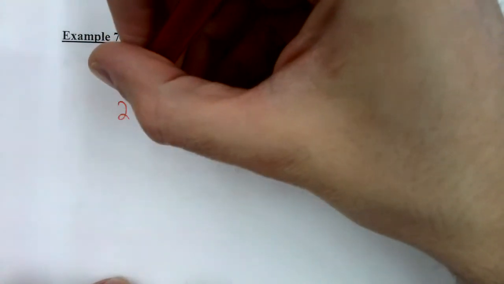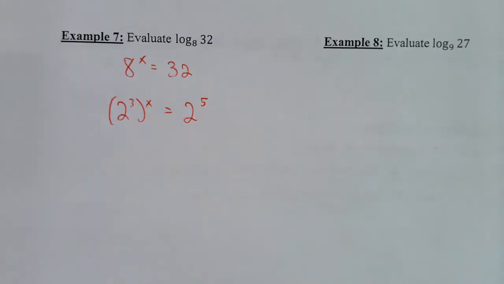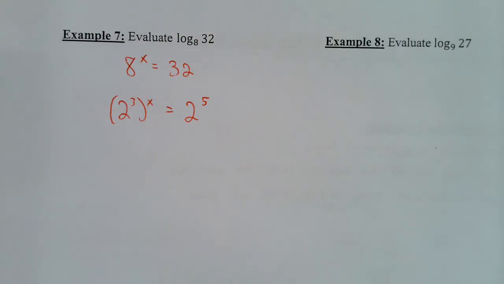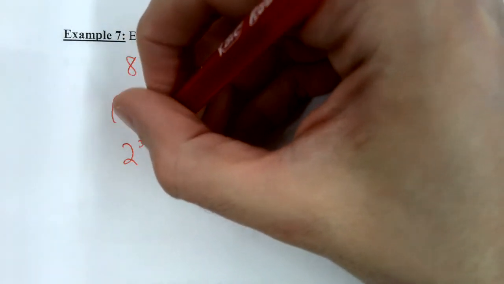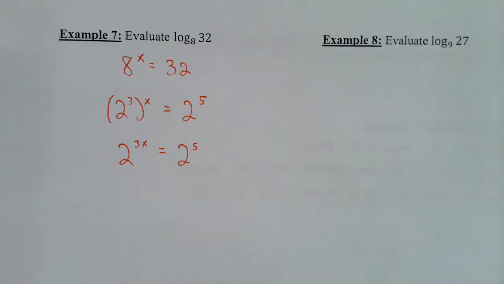Think about it like this. I can rewrite 8 as 2 cubed, and I can rewrite 32 as 2 to the 5th power. So I took each side of the equation and I wrote it with a base of 2. Now think back to the last unit. Whenever you have a power raised to a power, you multiply the exponents. So this is really 2 to the 3x power equals 2 to the 5th power.